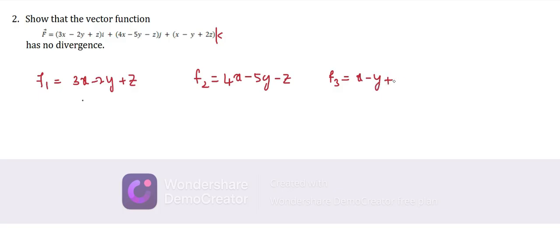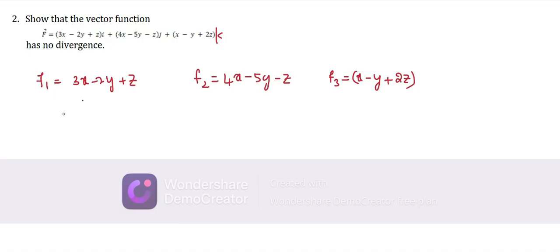Let me call the coefficient of i as f1, which is 3x minus 2y plus z, right? And let me call this f2, which is 4x minus 5y minus z, and the coefficient of k as f3, which is x minus y plus 2z, right? Okay, so now we need to show that it has no divergence.